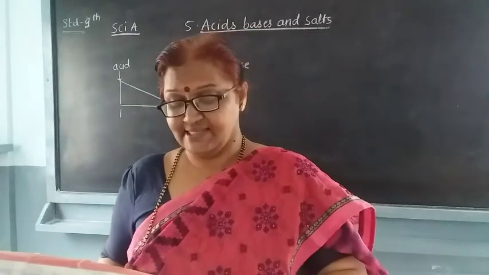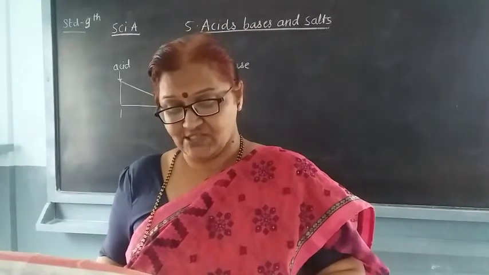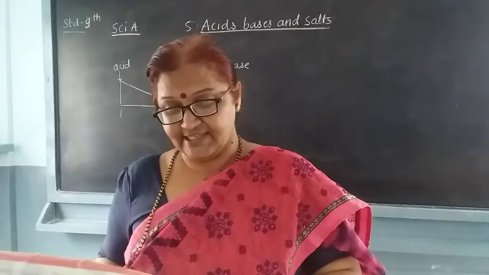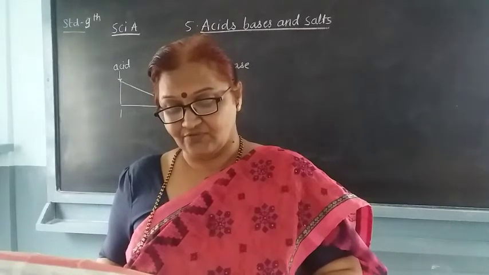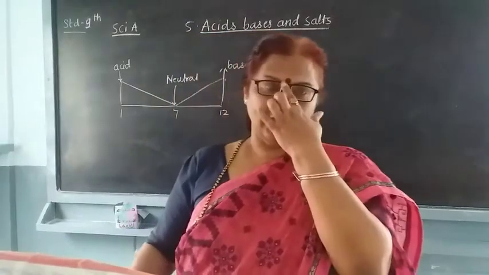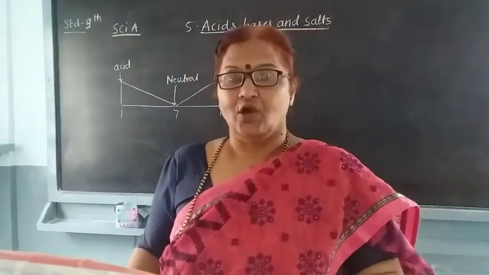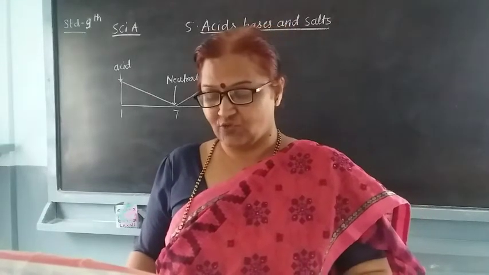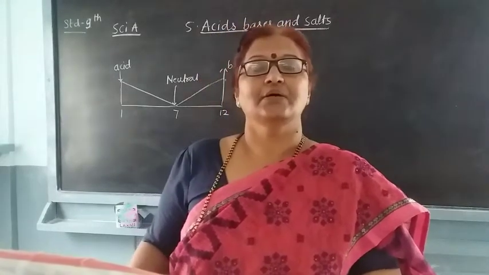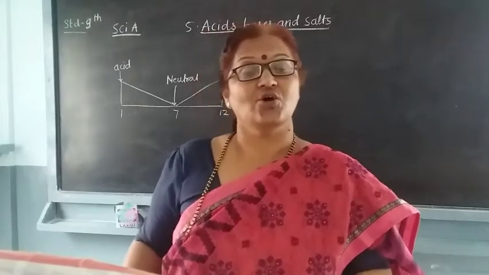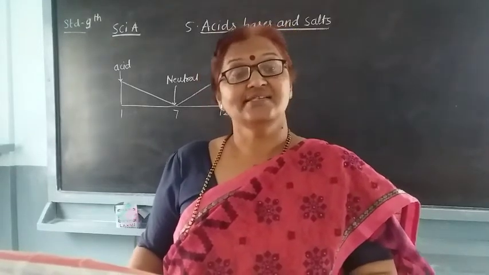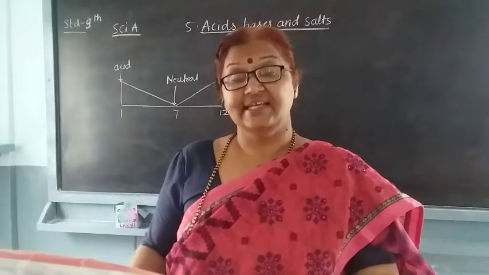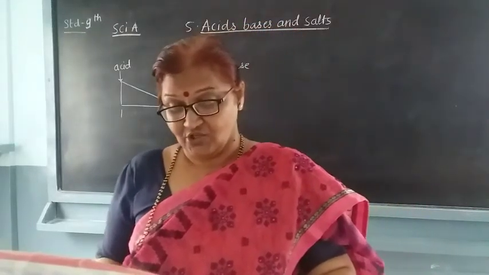For example, the proportion of H plus and OH minus ions divides soil into acidic, neutral and basic types. Whenever you have a particular proportion of H plus or OH minus ions, by this you can determine whether the soil is acidic, basic, or neutral.